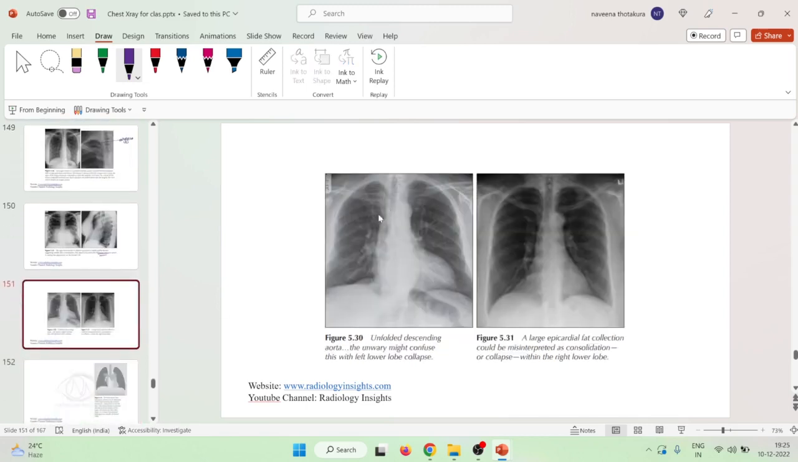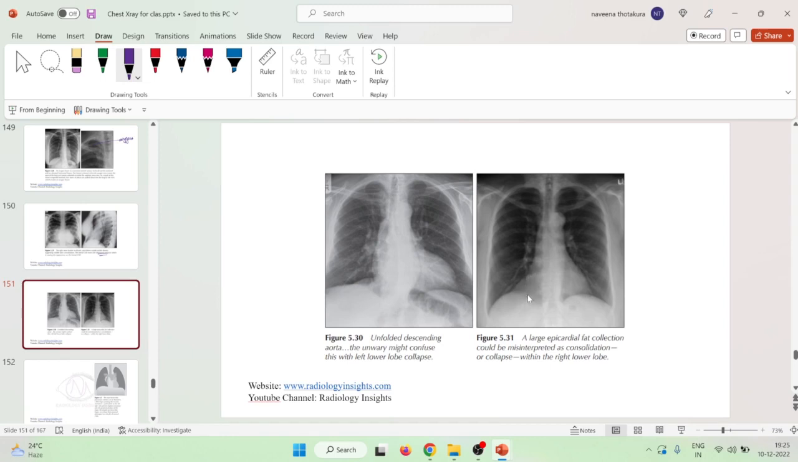Next, here this is an unfolding of the descending aorta. This unfolded descending aorta might sometimes be confused with left lower lobe collapse. Sometimes the epicardial fat which is present might also be misdiagnosed as right lower lobe collapse.